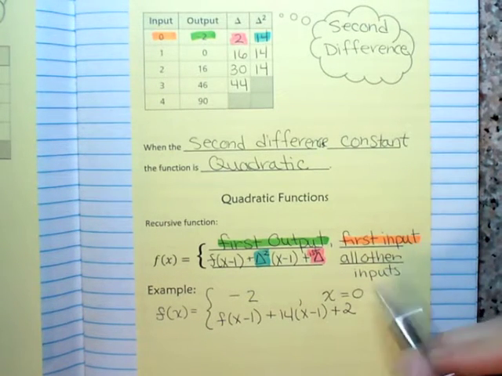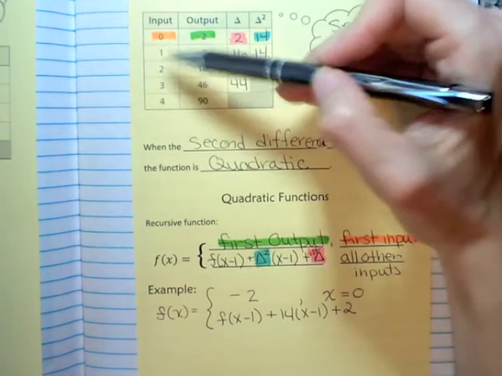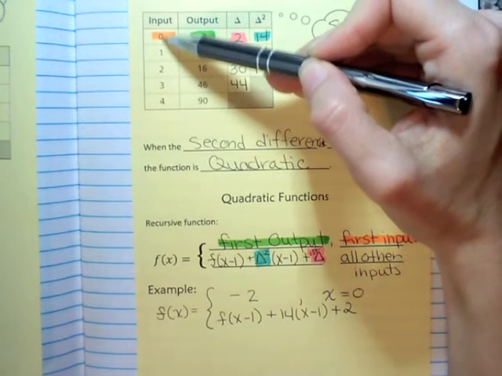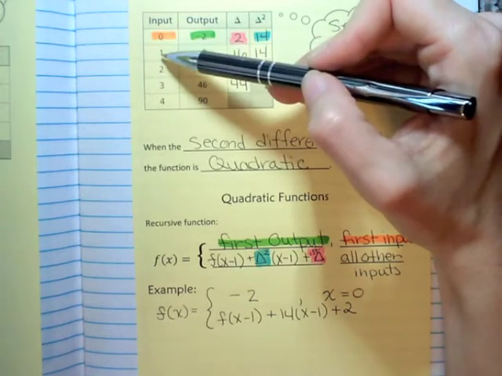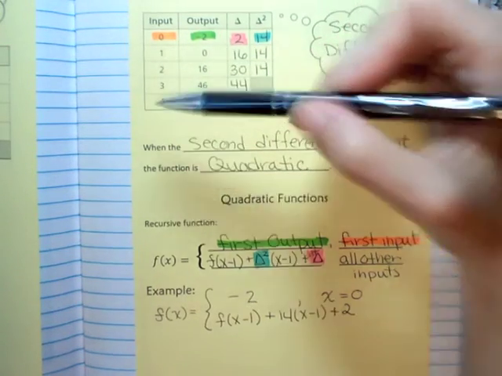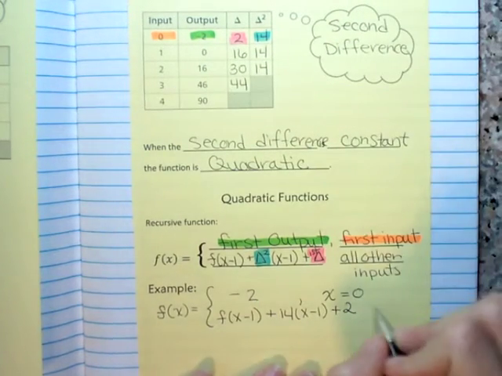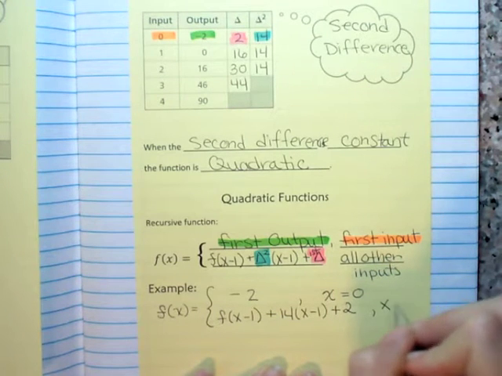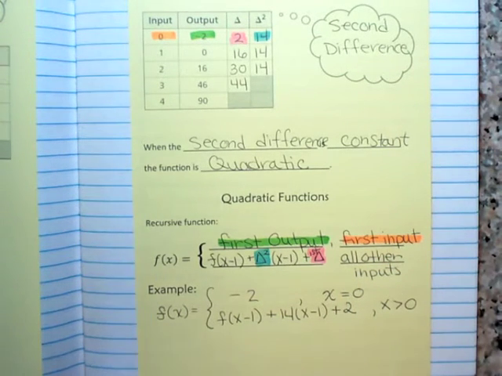And then all other inputs just means that in this table, our inputs, we've already accounted for 0, and now we need to account for 1, 2, 3, 4, which are numbers that are greater than 0. So this is if x is greater than 0. We have one last step, because this is not simplified.